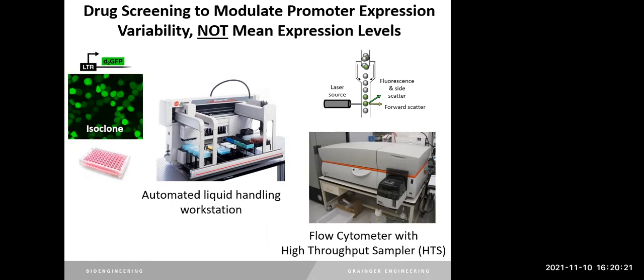For those that are not familiar with flow cytometry, you use hydrodynamic focusing in order to focus cells into a single cell line, and they pass through a laser excitation source. There's an array of detectors that can collect the emission spectra and the intensity of the cells, and you can quantify the single cell fluorescence measurements that way.